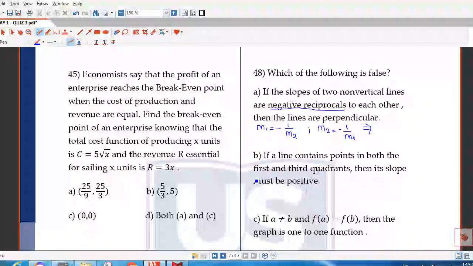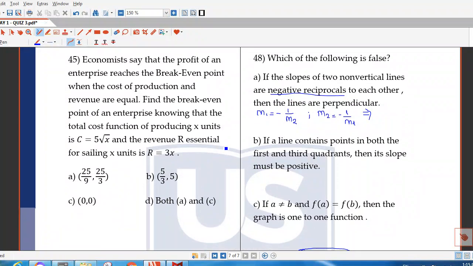It is also a question in our book. Economy says the profit break-even point. The importance here, there is a point which has a special name, break-even point. It is going to appear when the cost of production and revenue are equal. There are two functions, revenue function and cost function. By equalizing them and solving, we can find what the point is going to be.